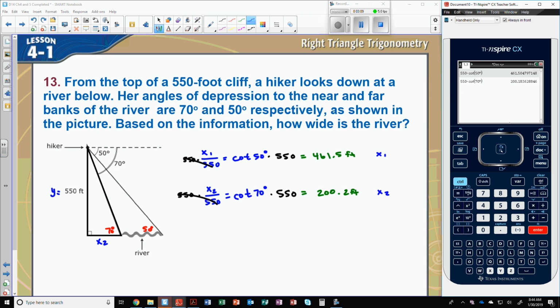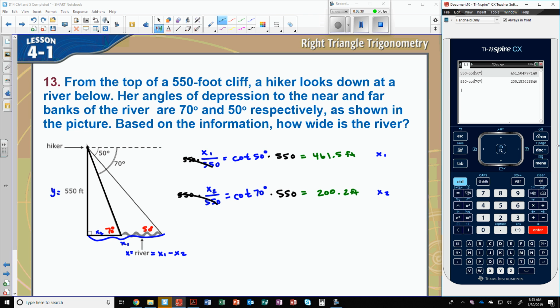This was x2. So to find the actual width of the river, I'm going to call that x here. How will I get x? I'm going to take my x1, which was, remember, from here to there, that was x1. And this right here is x2. I'm going to take my x1 and subtract x2. So this would be x1 minus x2. That's the plan here.